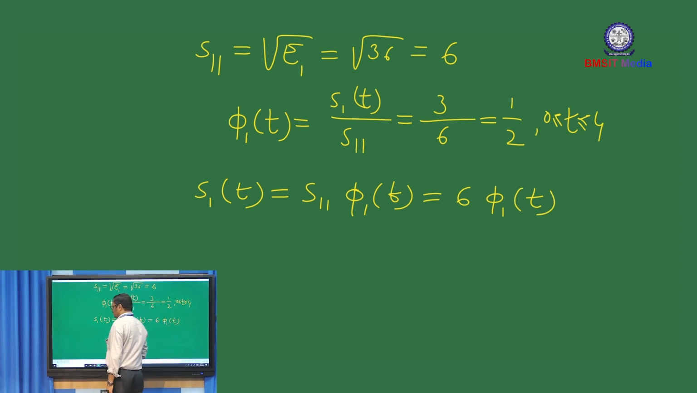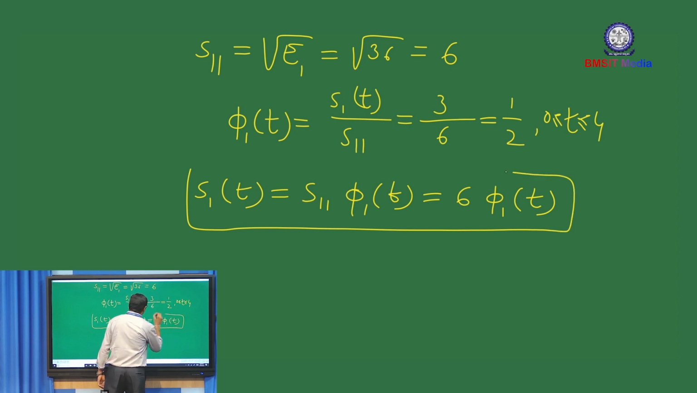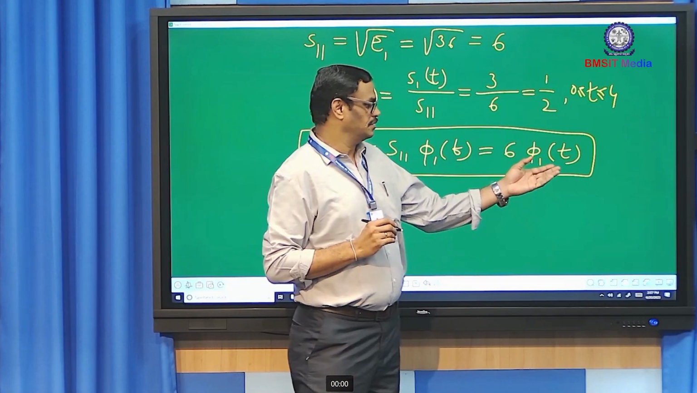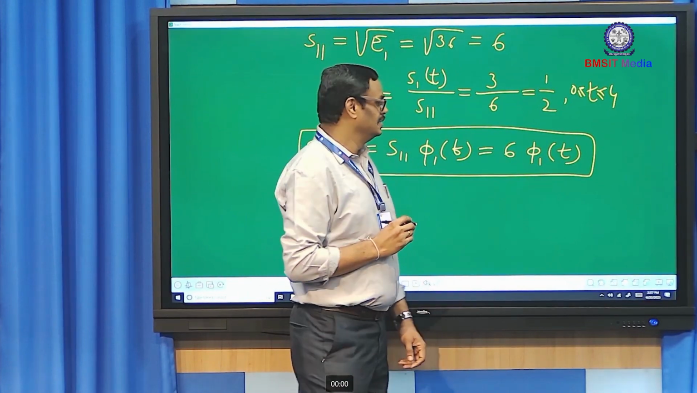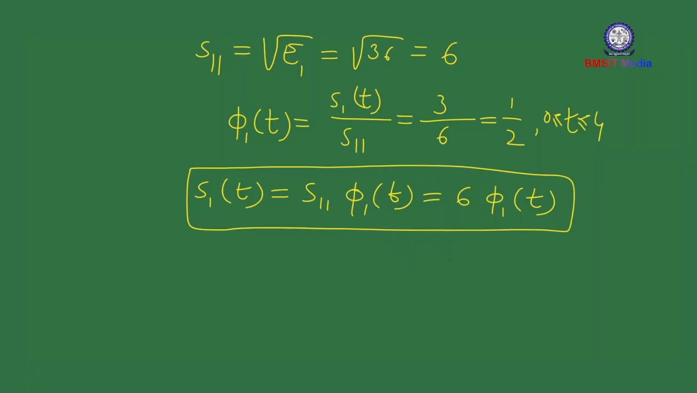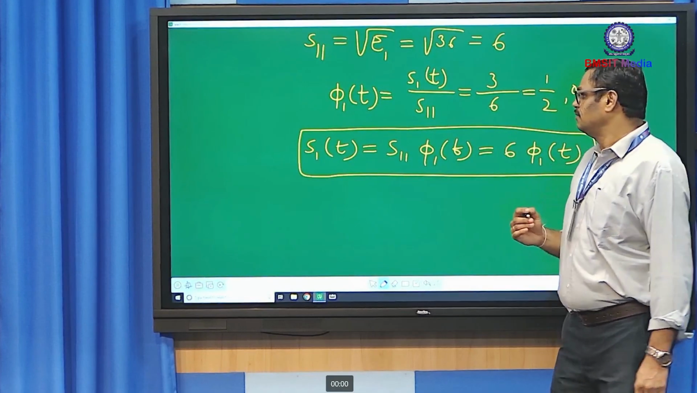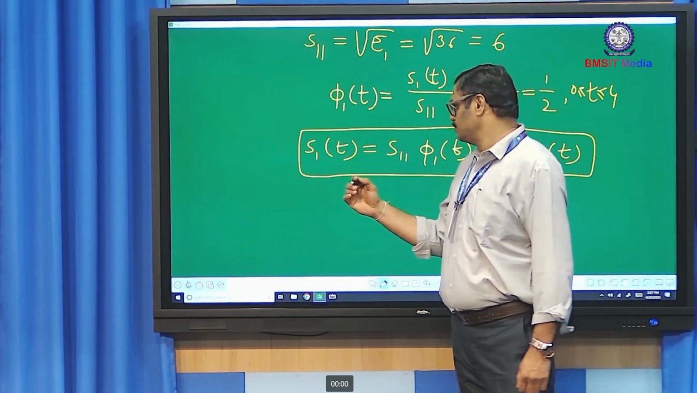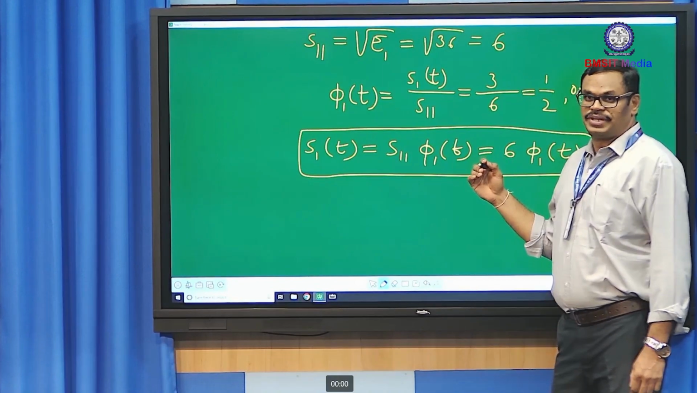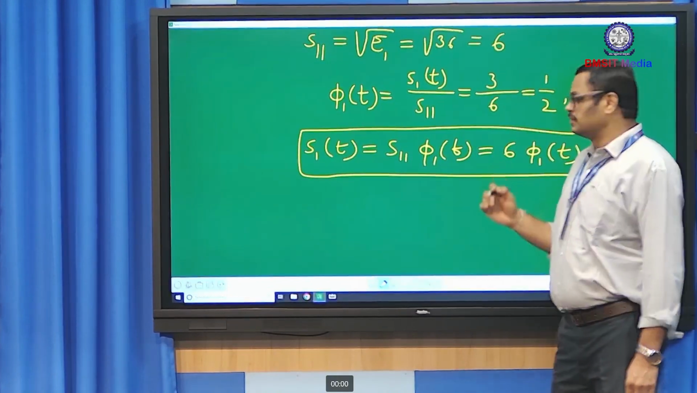So in the first step, I could express this energy signal S1 of t as a linear combination of this basis function. In the same way, we can find out in step 2 the coefficients S21 and S22. Then we can express S2 of t in terms of S21 pi 1 of t and S22 pi 2 of t.